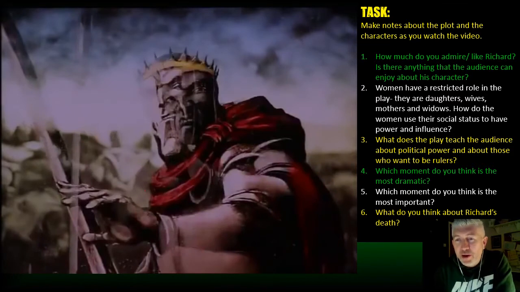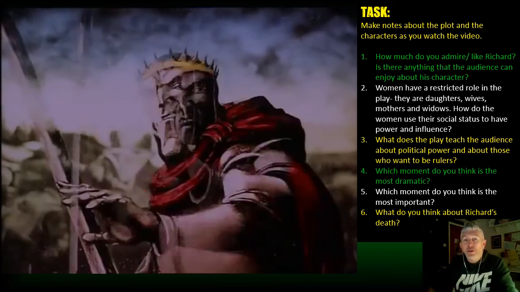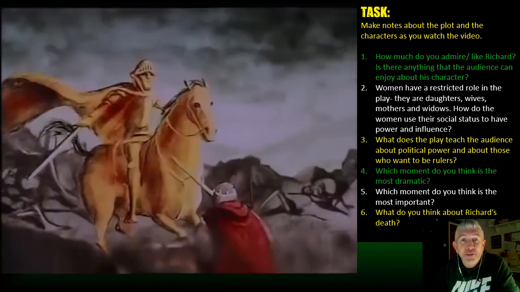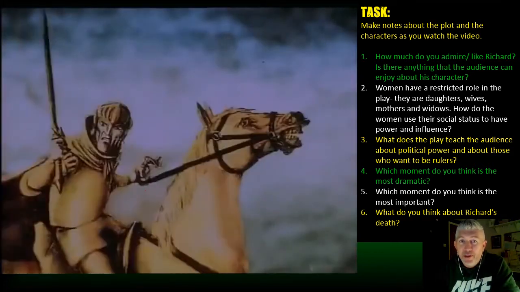So that's quite a classic tactic there. Richmond has had some decoys in the battlefield, so other soldiers that look like him have been planted in the battlefield in order to distract from where his real whereabouts are. And there he is, on his horse, and that was Richard's head getting chopped off.